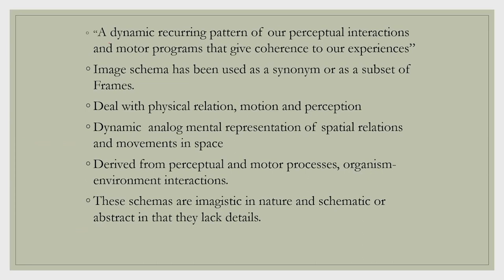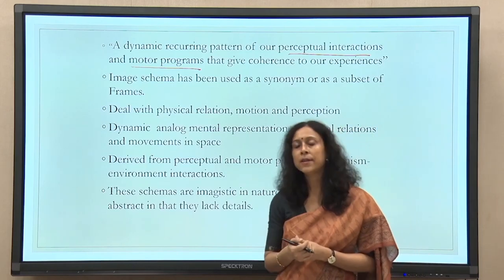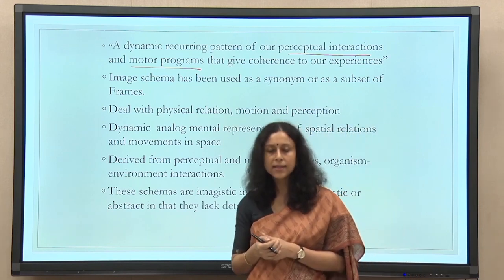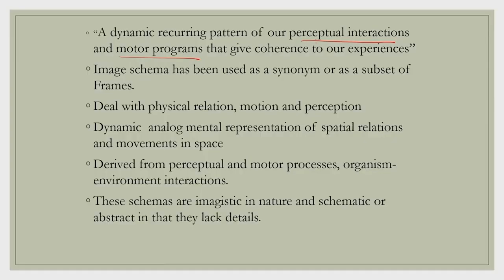An image schema is a dynamic recurring pattern of perceptual interactions and motor programs. These two are very, very significant aspects. So this is a pattern, a dynamic one, because it is constantly evolving. So we get more and more input and it gets enriched, but it is a recurring pattern. The fundamental pattern is recurring, that involves perceptual interactions, so we know what to do with it, and then the actual action. So the motor program is part of that schema, part of that experience and the perceptual interactions.